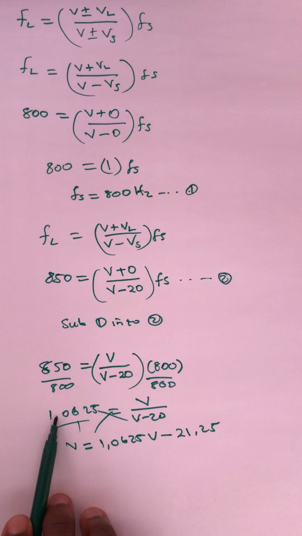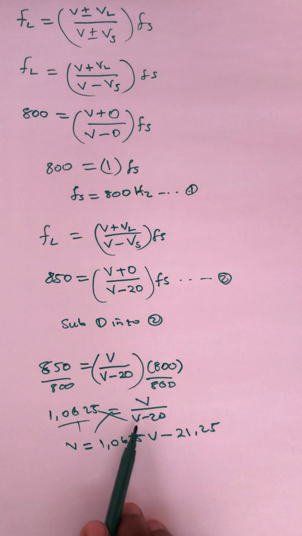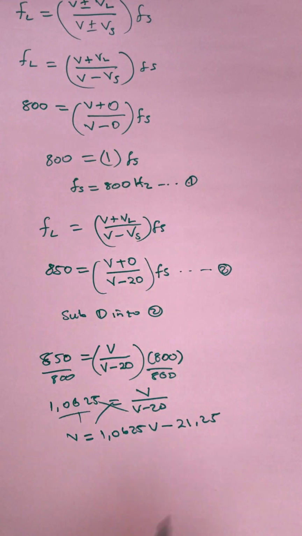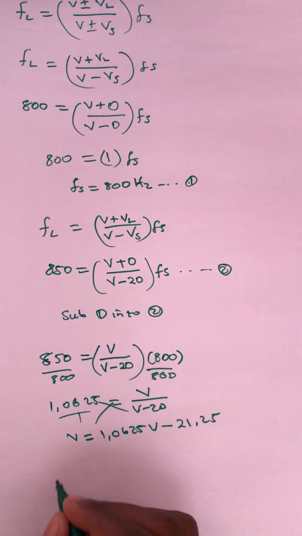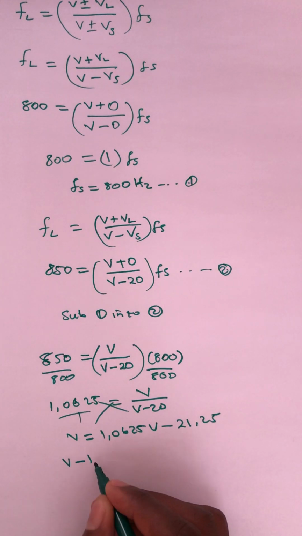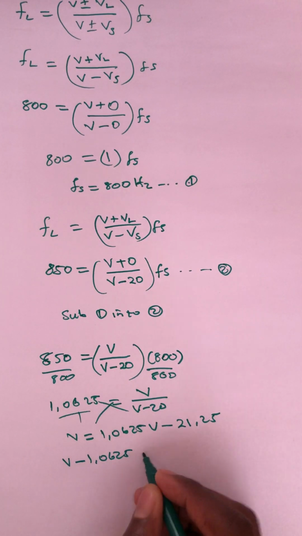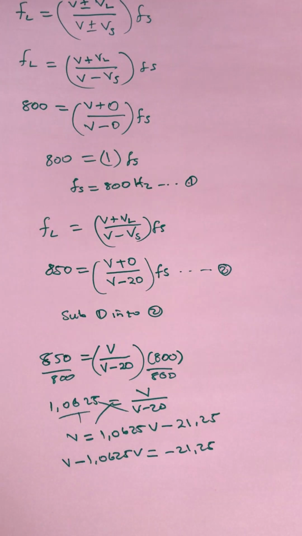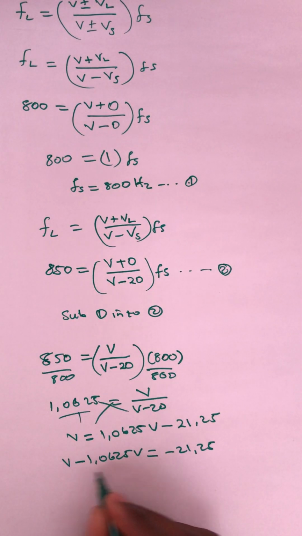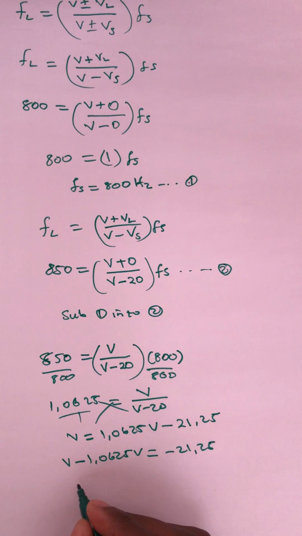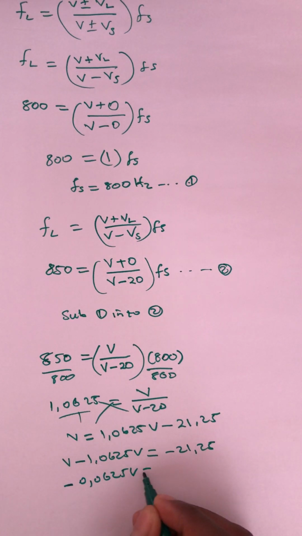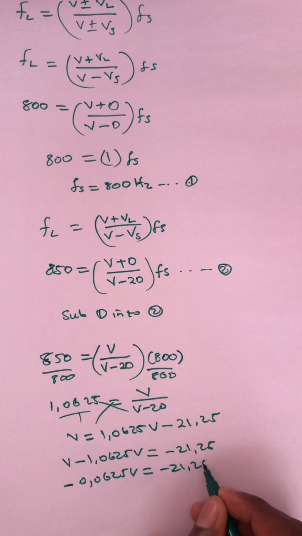So it's 1.0625 multiplied by 20. That gives us 21.25. So we group the like terms now. v minus 1.0625 v is equal to negative 21.25. So this one is going to give us, obviously, 1 minus that. It will be 0, which is a negative 0.0625 v is equal to negative 21.25.